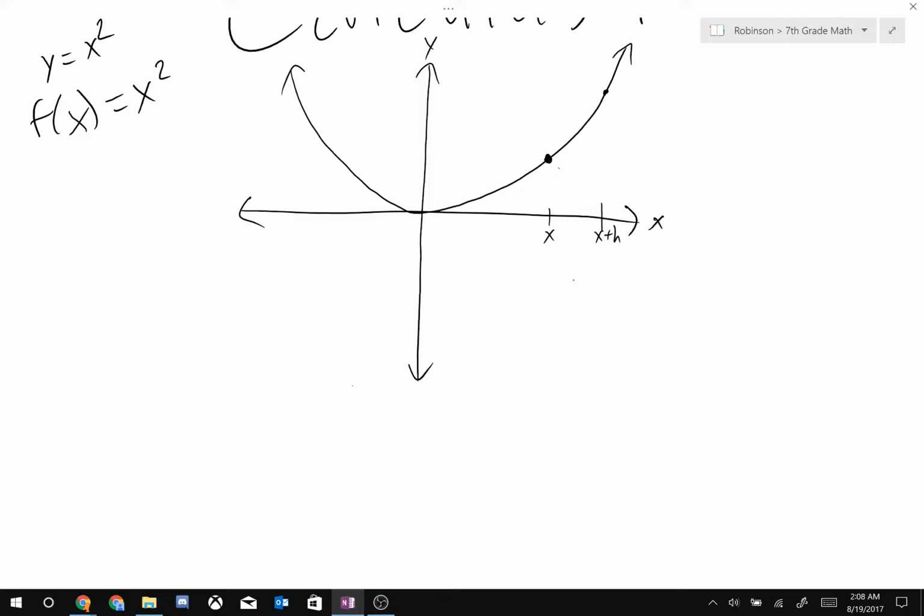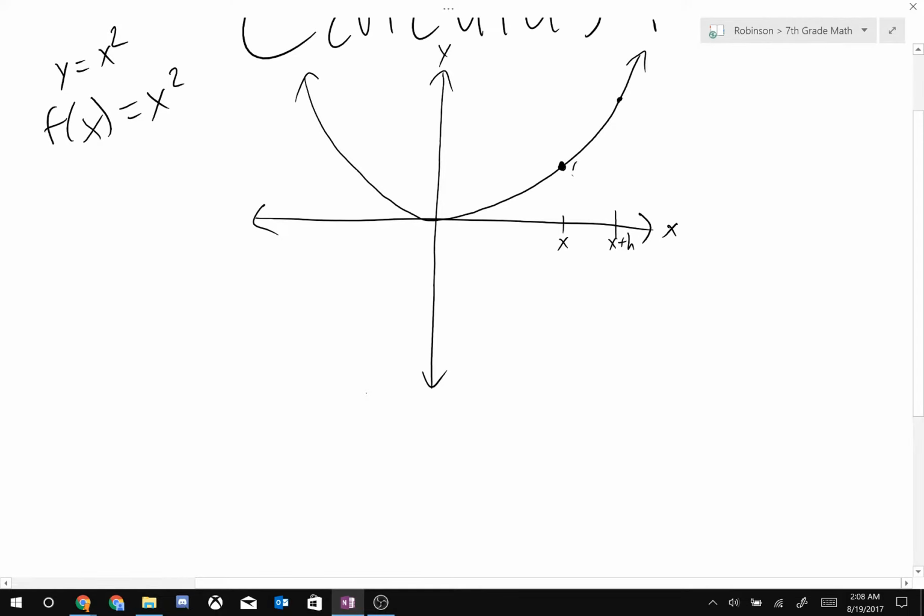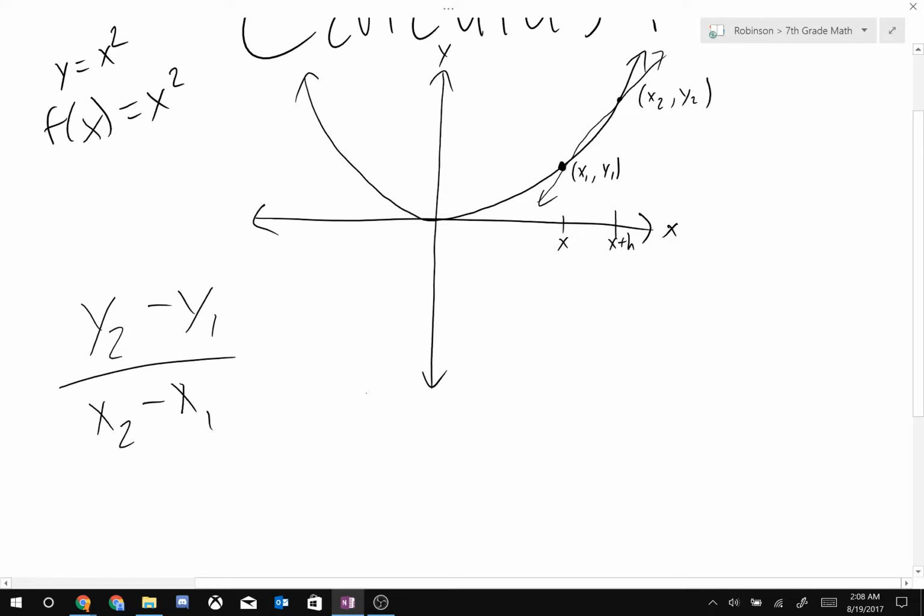So if we labeled these points as x1, y1, and x2, y2, then we would be able to take the slope between them, right? It would be like that. We could find the slope of a line that goes between them using our old algebra techniques of the change in y over the change in x. That's how we learned to find slope in Algebra 1, or maybe pre-algebra.